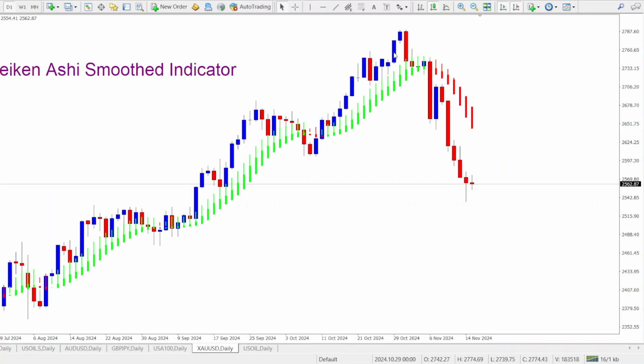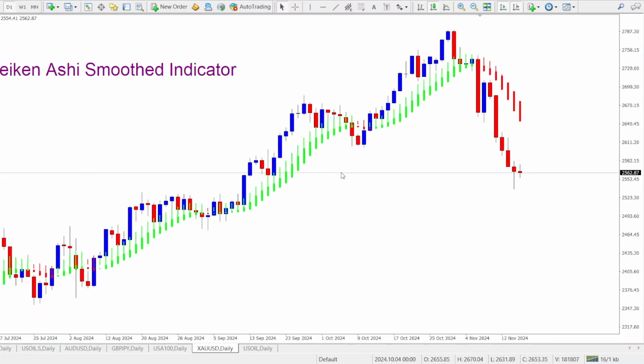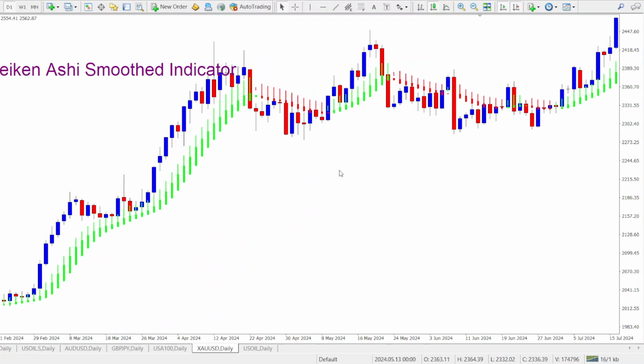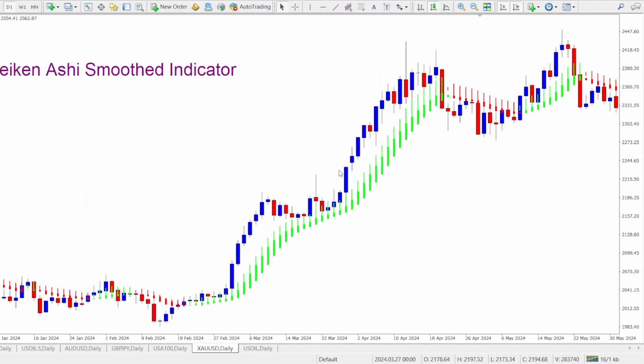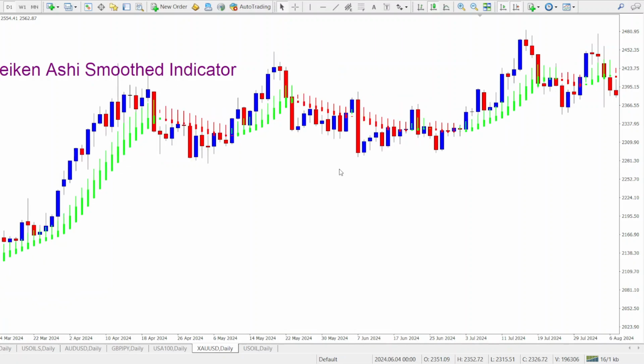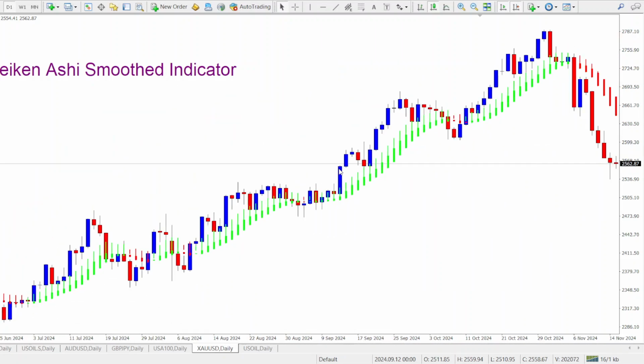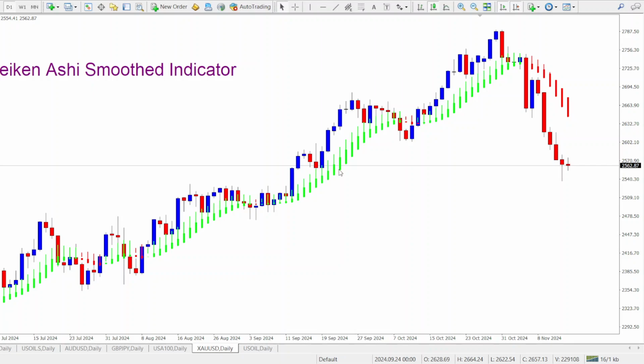This indicator overlays smooth candles directly on the traditional candlesticks, so it makes it easier to spot market trends with precision. As you can see, the indicator shows us the direction of the trend. The indicator enables us to easily spot market trends. Now this indicator actually excels at filtering out market noise and fake outs, so it gives you a clearer insight into price movements.